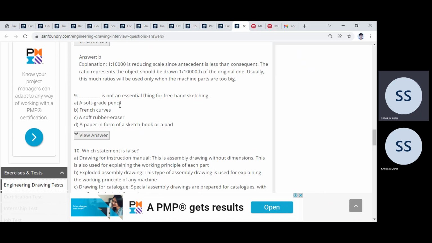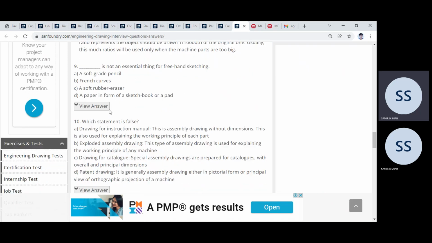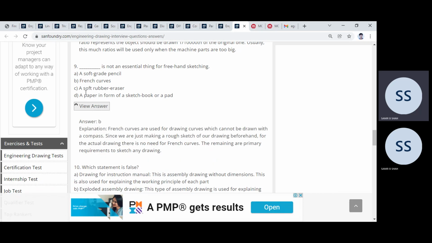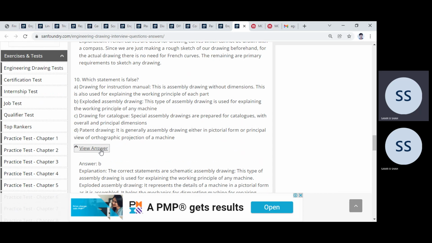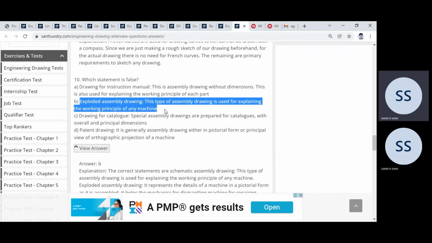Kharjiga is not an essential thing for a freehand sketch. Which one is not proper for a freehand sketch? Definitive French curve. With the help of a French curve, we can get a good curve without freehand. Which of these four statements is wrong? Please refer to the exploded assembly drawing. This type of assembly drawing is used to explain the working principle of any machine. No, this is the wrong statement.